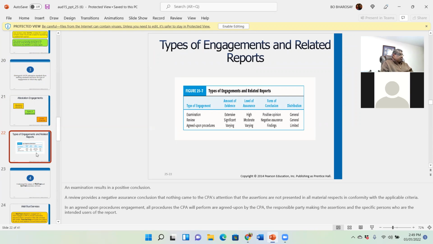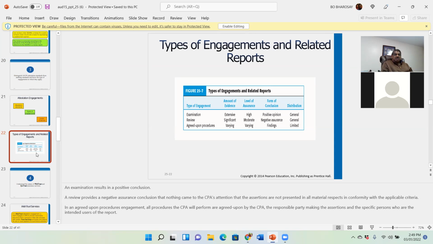Now, the generally accepted attestation standards are on page 808, table 25-1. There are 5 general standards, 2 standards of fieldwork, and 4 standards of reporting. For the purpose of this class, I don't want you to study this and know it in depth. I just want you to know that they're there. You're not going to be tested on it.